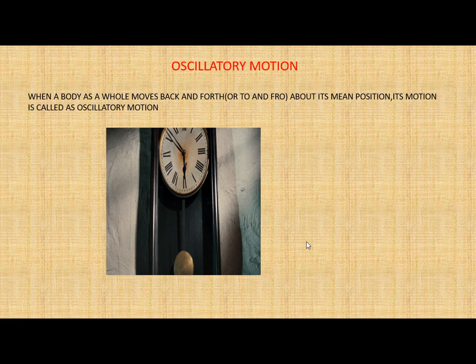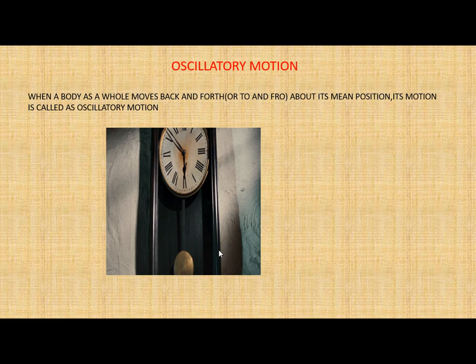Then we have oscillatory motion. Now what is oscillatory motion? When a body as a whole moves back and forth, we also call it to and fro motion, about its mean position, then its motion is called oscillatory motion. Like this pendulum, suppose it moves to and fro from its mean position, means it goes back and forth, then this kind of motion is called oscillatory motion.